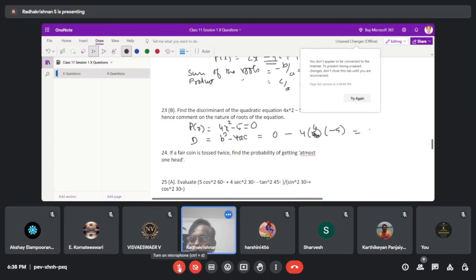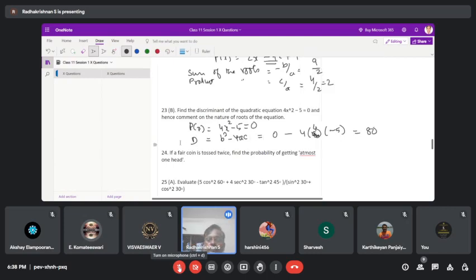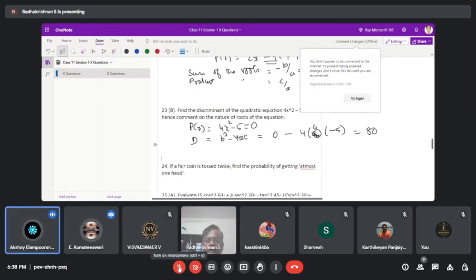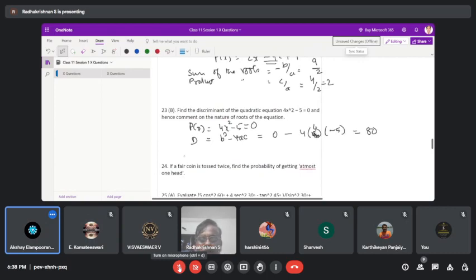So minus 4 into 4 into minus 5. 4 4s are 16, times 5 is 80, so plus 80. The discriminant is plus 80. Now find the discriminant and hence comment on the nature of the roots of the equation. The roots are real and unequal, because delta, 80, is greater than 0.